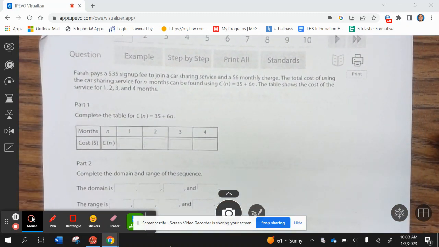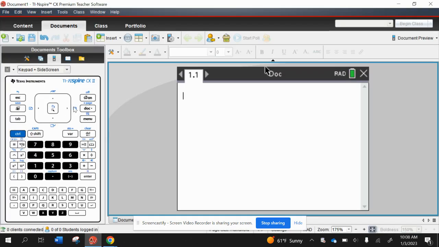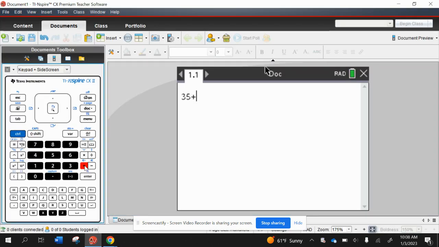Example 1. Farrah pays a $35 sign-up fee to join a car-sharing service and a $6 monthly charge. The total cost of using the car-sharing service for n months can be found using C of n equals 35 plus 6n. The table shows the cost of the service for 1, 2, 3, and 4 months. Complete the table. So we're going to use a calculator to do that. Okay, so we're going to do 35 plus 6 times 1. So our first value is 41.